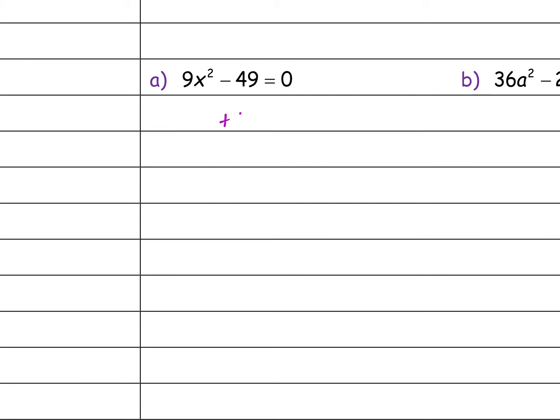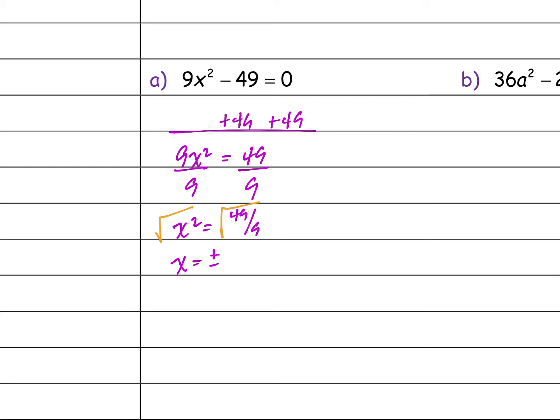So add 49, and I get 9x squared equals 49. Divide by 9, and x squared is going to equal 49 divided by 9. So square root it to get x instead of x squared. So x is going to be plus or minus 7/3. Yeah, that's right, 7/3. Questions? Awesome.